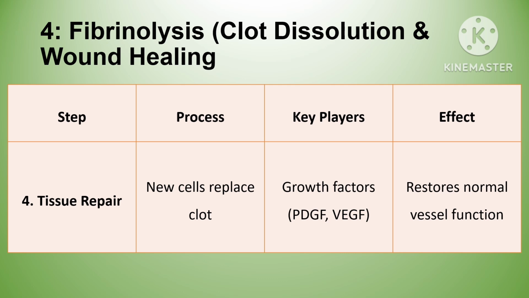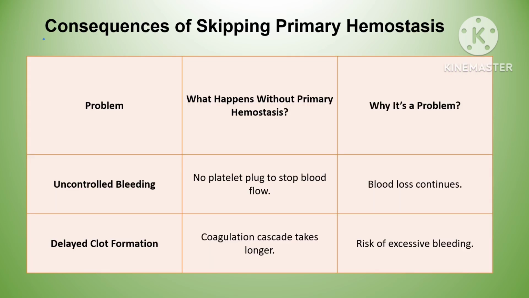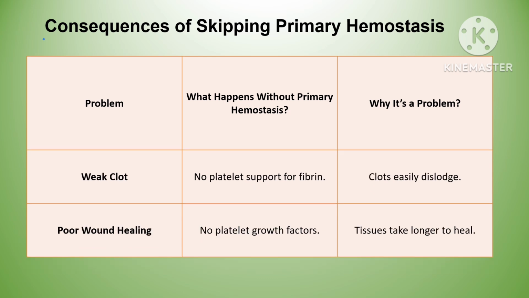repair the vessel wall. So the question arises, why don't we simply jump into secondary hemostasis instead of primary hemostasis? In primary hemostasis, the platelet plug is the foundation. It provides a base for fibrin attachment. Without it, the clot would be weak. Also, the platelet surface is needed for the coagulation factors to be activated. Without them, fibrin formation is slow and ineffective.